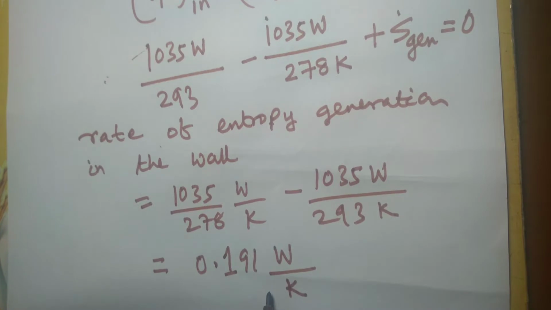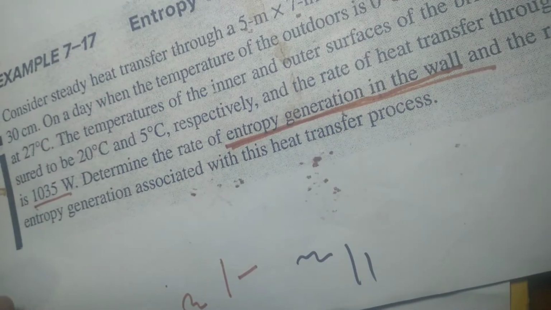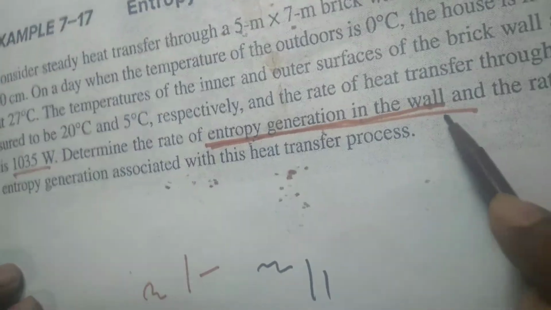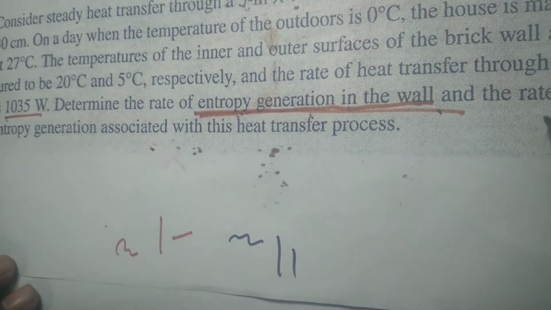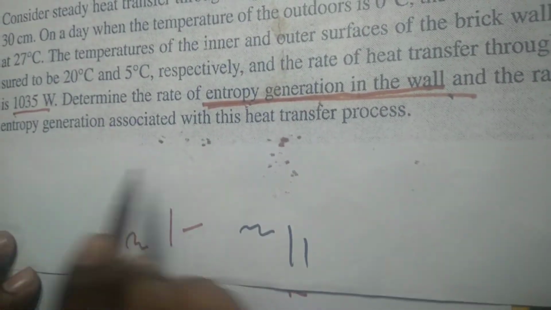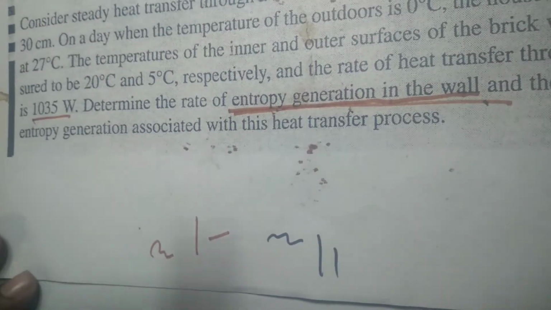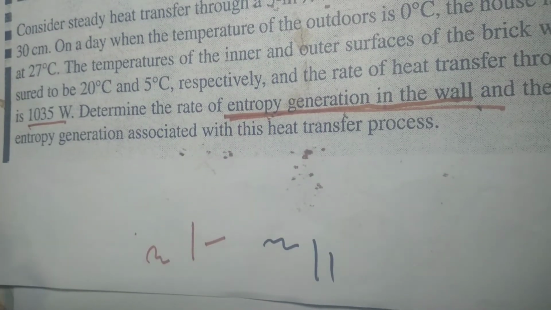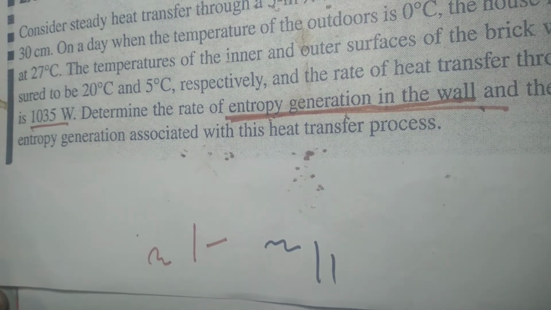0.19 watt per Kelvin. This is one of the questions that has been asked, that is the rate of entropy generation in the wall. But how to calculate the rate of total entropy generation associated with this heat transfer process? So how to calculate the total entropy generation?